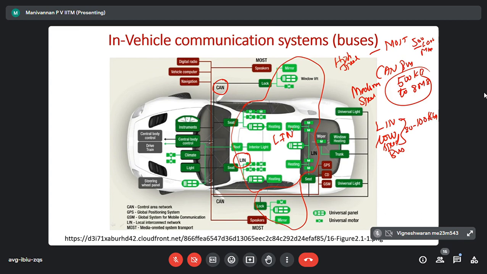Sensing all this, slow speed is sufficient. Mirror adjustment, lighting, all these things are slow speed. But engine, brake, when you press a brake, we already talked about ABS, correct?